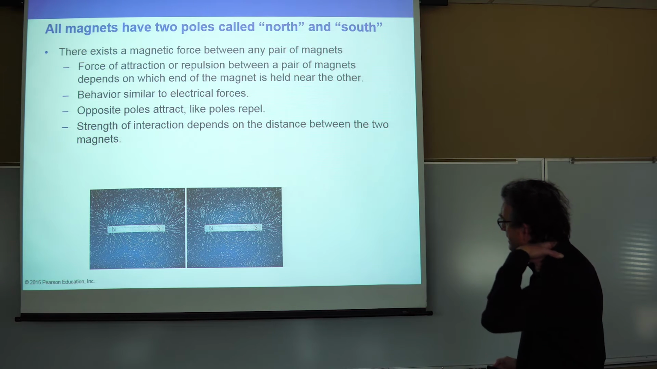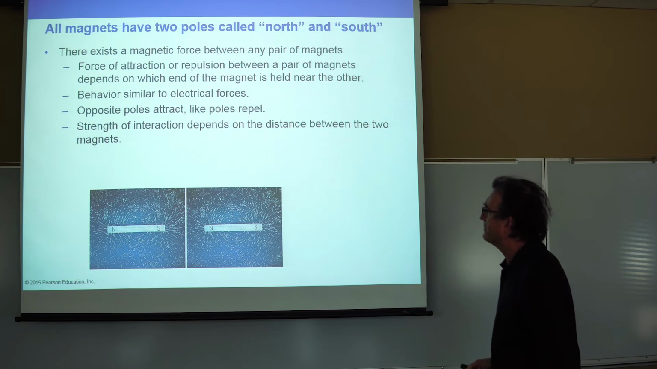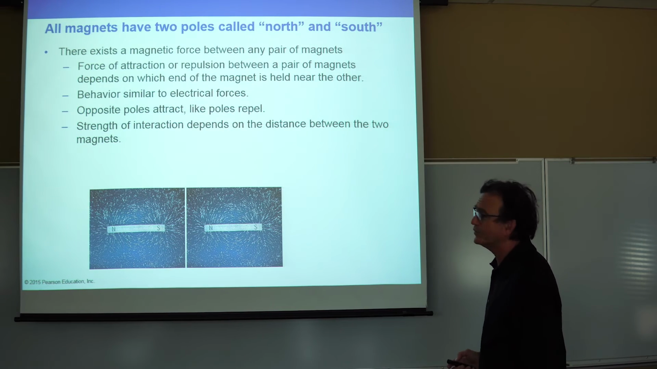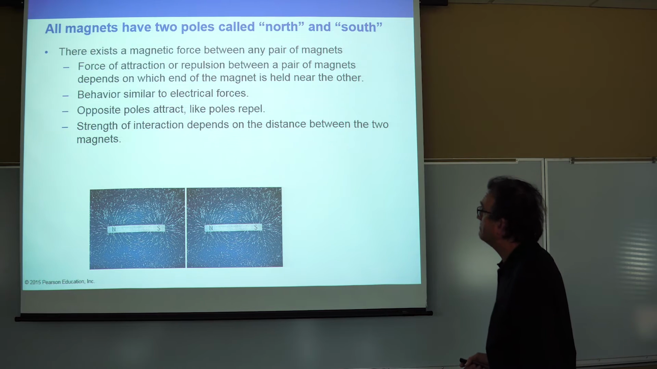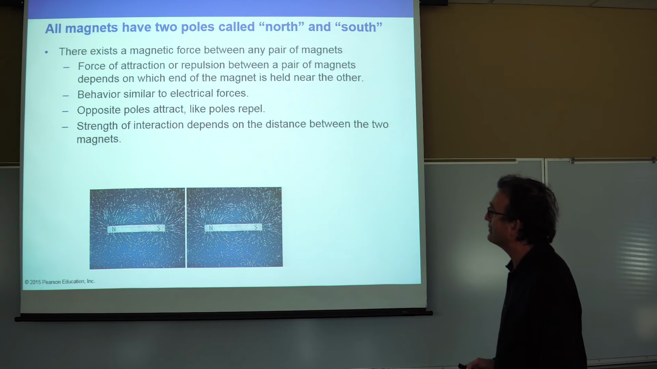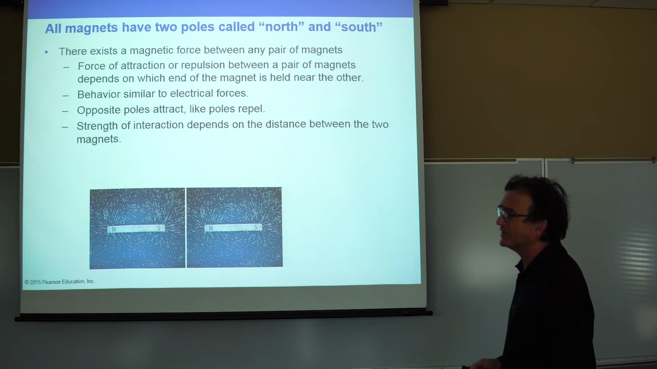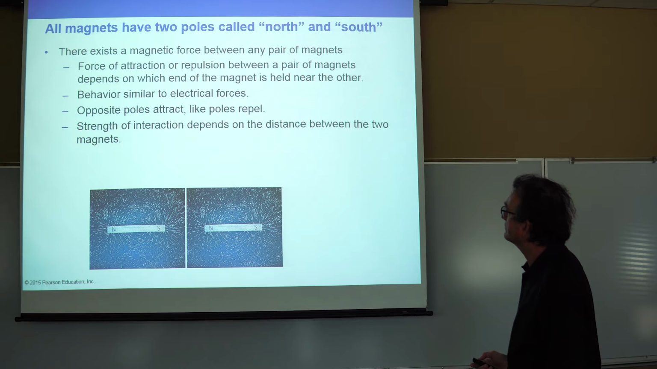So what dominates here is there's a force of attraction between opposite poles, so opposite sign to the poles. So the force of attraction is similar to electrical forces. The opposite poles will attract each other, and the like sign poles, for example, south and south or north and north, will repel each other. So that's similar to the behavior of electrical forces, where we have opposite charges attracting and like charges repelling.